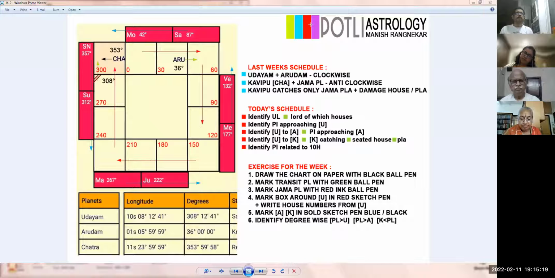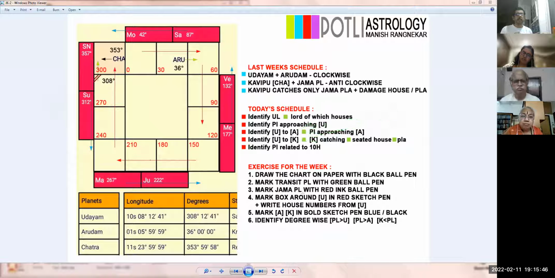Now, let's go to the next step. Next one was identify the planet approaching Udayam. Okay, so that we understood, sun. So we understood the meaning of that. Now next one is identify Udayam to Arudam and Udayam to Kavipu.